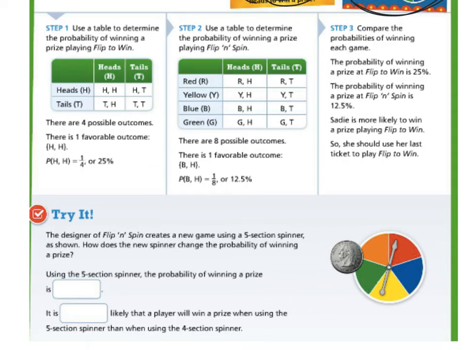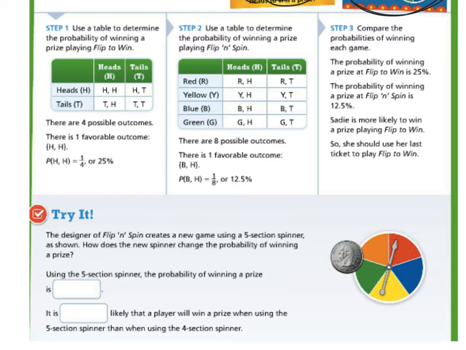All right, did you try it? Did you look carefully? This time the spinner is different than it is in the flip and spin game up in example 1. So what we're trying to do is determine how the new spinner changes the probability of winning a prize. Even though the spinner is changed, we're still looking at the game flip and spin, which means we're still looking at the same way that we can win that game. Remember, the flip and spin game is a winning game when you spin blue and flip heads.